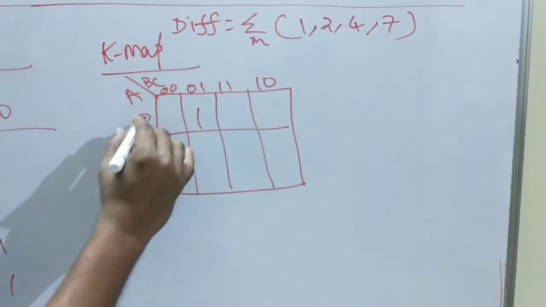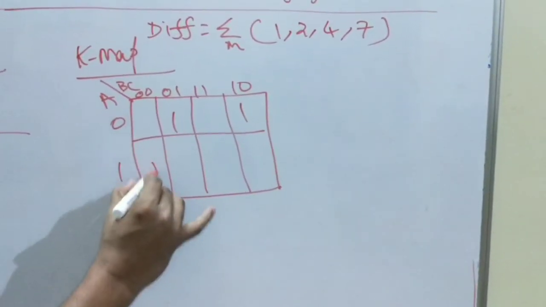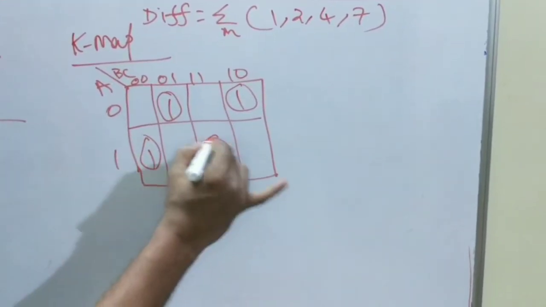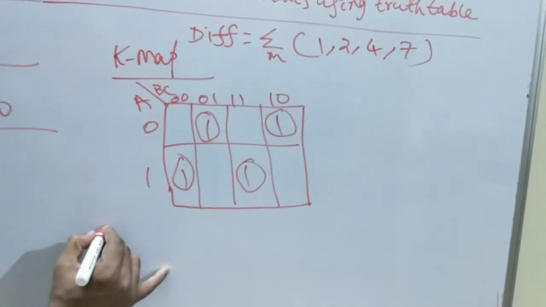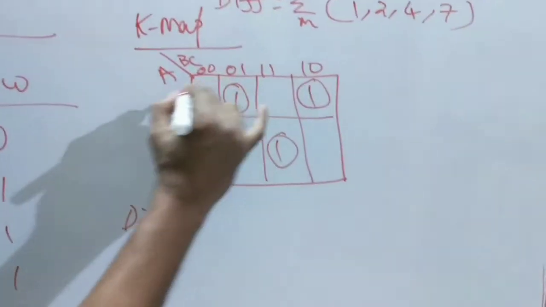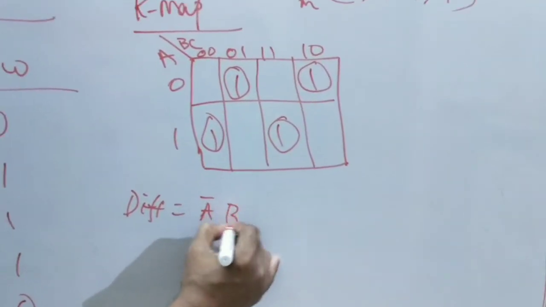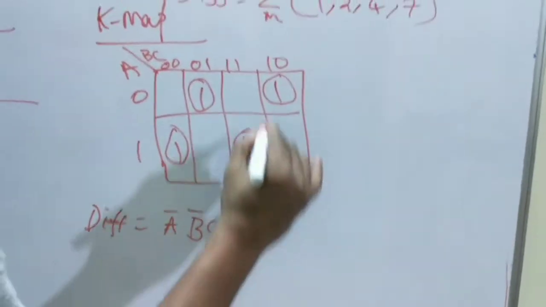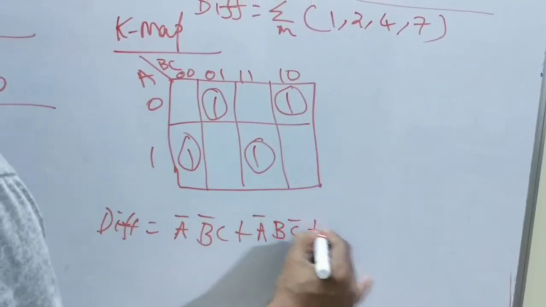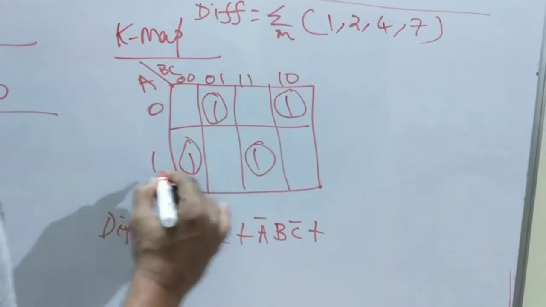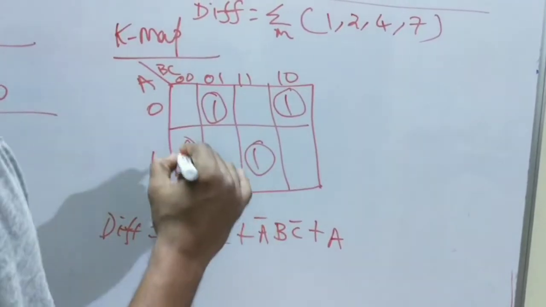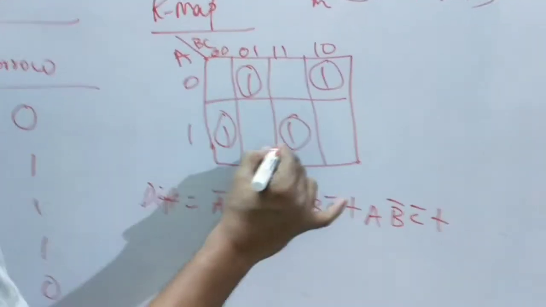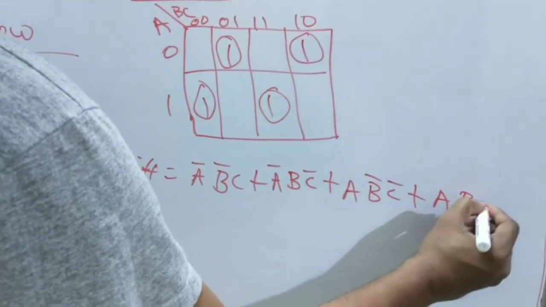So 1, 2, 4 and then 7. So nothing can be paired. So everything we need to take as a single expression. So what you will be getting? Diff equal to A dash B dash C for this one, A dash B C dash for this one, for this one 0 0, which means B dash C dash, for this value A B C.